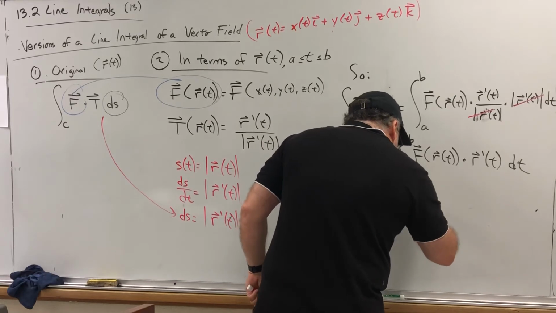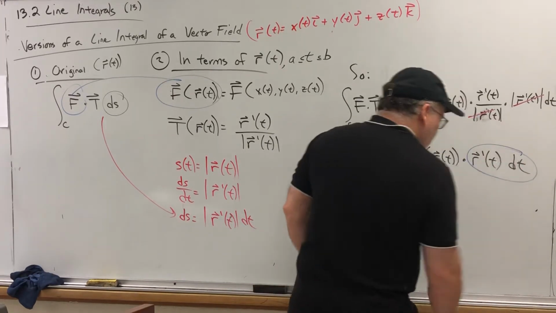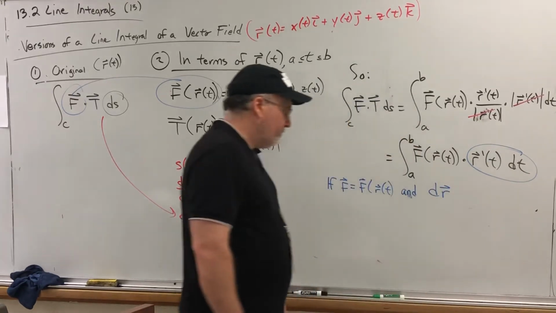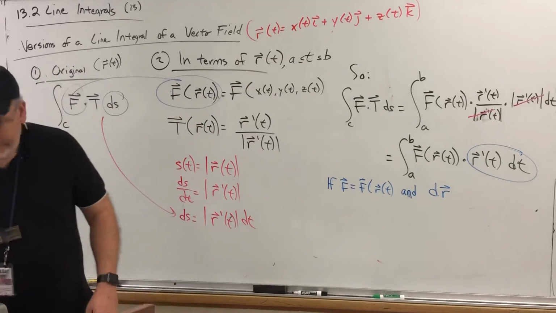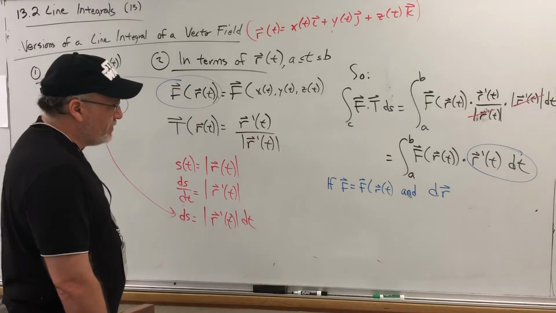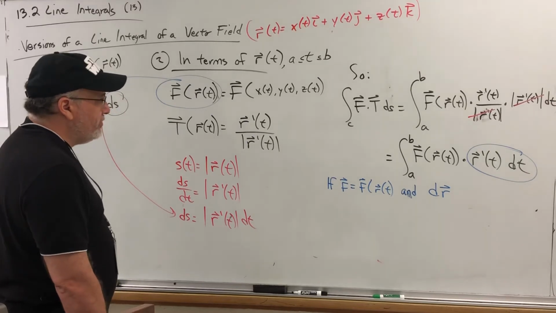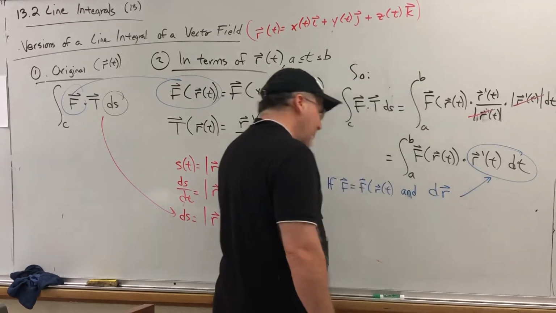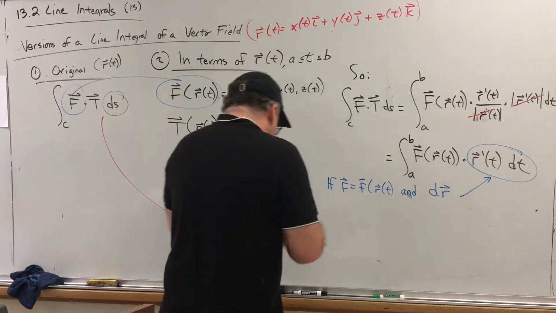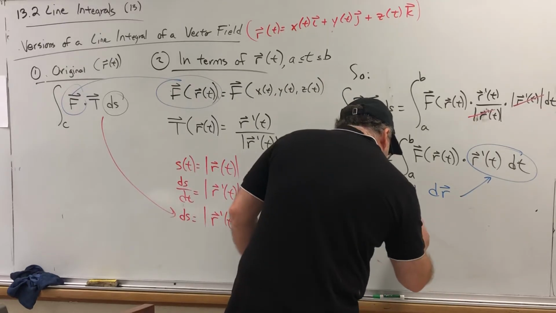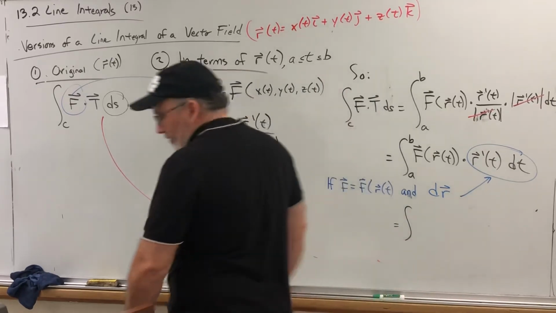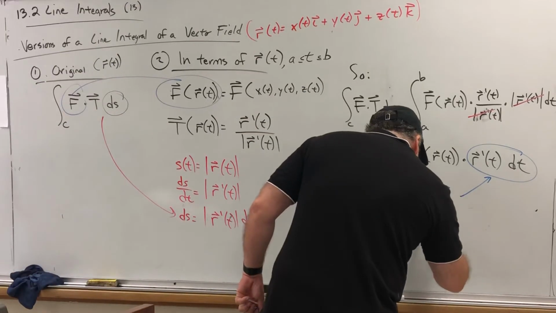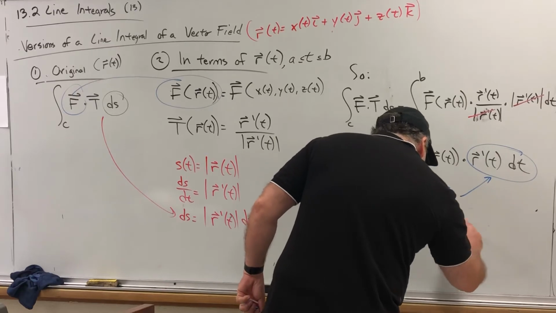But what about the rest of it? Well, we can just call that the derivative of the position function. Because how would you take the derivative of the position function with respect to t? You would do its derivative times the derivative of the inside, the chain rule. So we can just call that dr. Then we can abbreviate this as the integral over C of F dot dr.